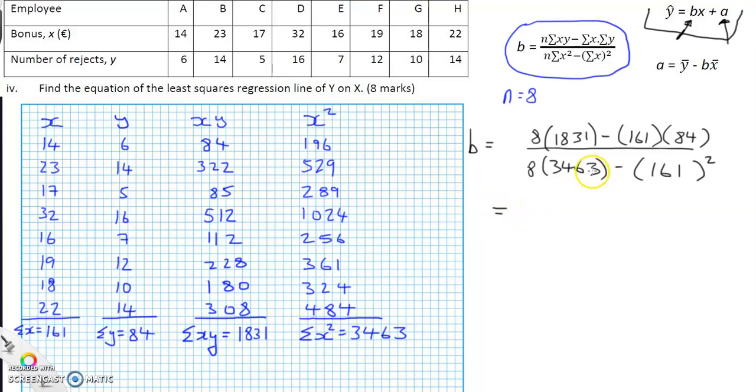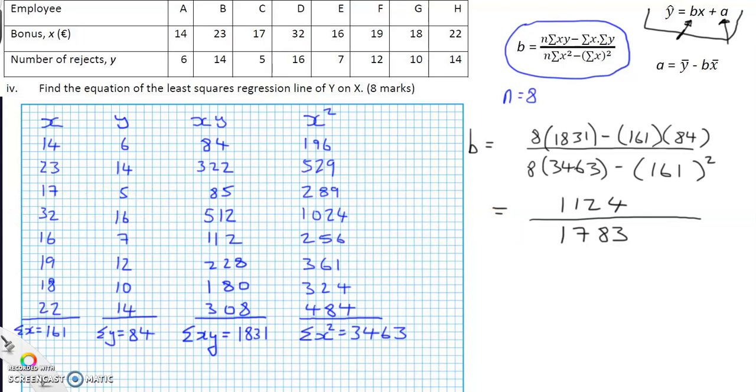So, at the top line, you can do it all in one go on the calculator: 8 multiplied by 1831 minus 161 multiplied by 84. And I get 1124 on top. 1124. And then underneath, 8 multiplied by 3463 minus 161 squared. And I get 1783.